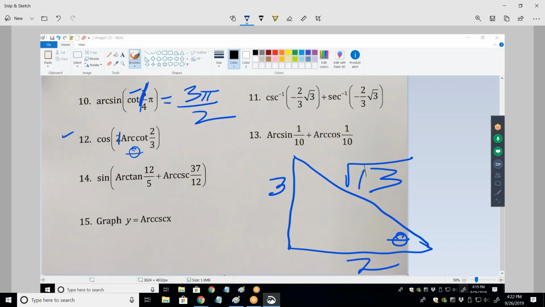This is the way you want to do these, where you're taking the trig function of an inverse trig function. In other words, you don't need to solve the inside. Now let's see what we can do with that 2.